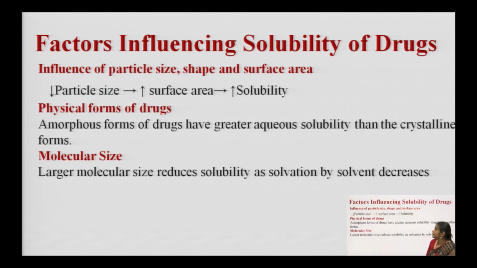Then comes the influence of particle size, shape and surface area of the solute. We know that when we decrease the particle size, we increase the surface area, and as the surface area increases, solubility increases. But particle size is a very critical factor. Why is it critical? Because only up to a certain level does decreasing the particle size increase the solubility. If we go on decreasing beyond a certain limit, what will happen?